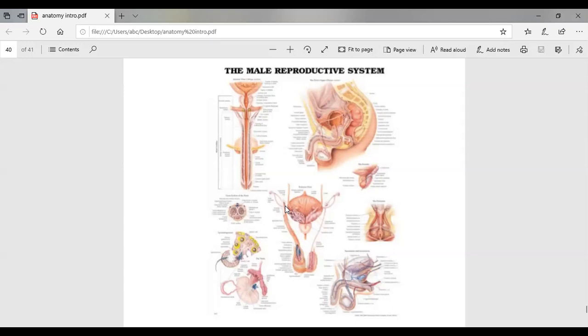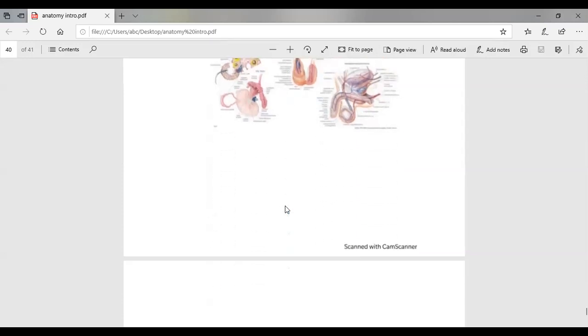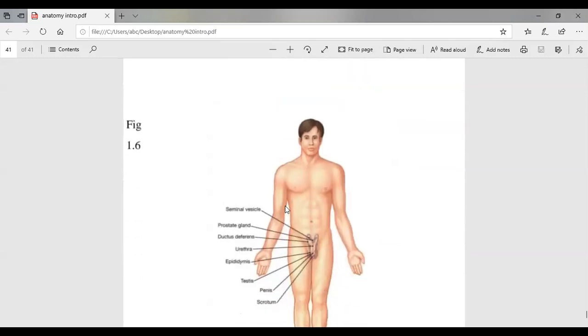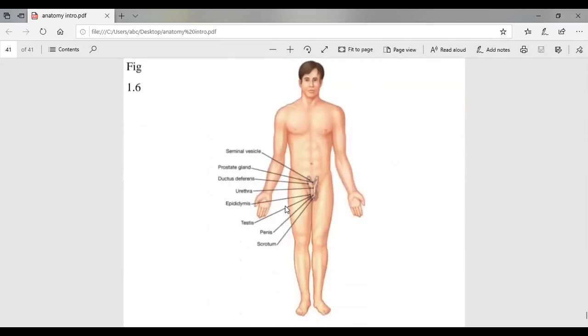Let's go below to the next slide. So the projection of the organs of male reproductive system, as we can see, has many organs. I will try to show you. In the center is the penis. From the penis, it is connected to the testis with the help of ductus deferens. What is ductus deferens? It is like a pipe which connects the testis to the penis. So the testis forms the sperm cells, or the male sex cells, and sends them by this pipe to the penis.